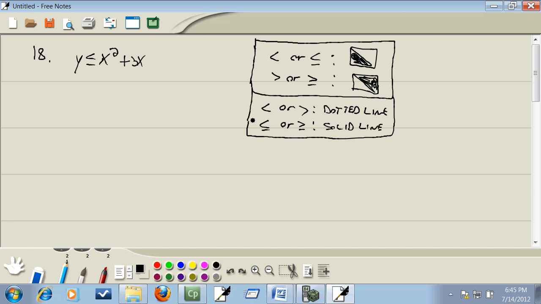Now, the ones that are perfect for a calculator, where you're graphing two variables, x's and y's, are where you can get y by itself easily. Sometimes if you have y squared, you can get it by itself, but it wouldn't be very easy. So this is already by itself, so it works out perfect. Let's graph this.